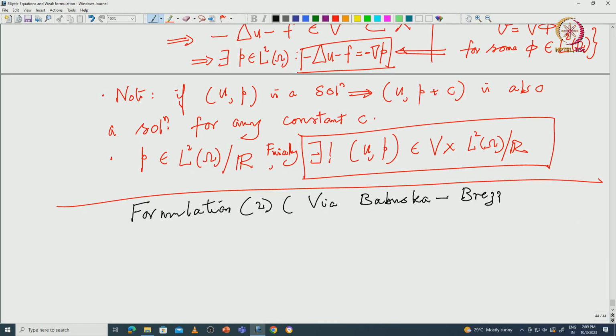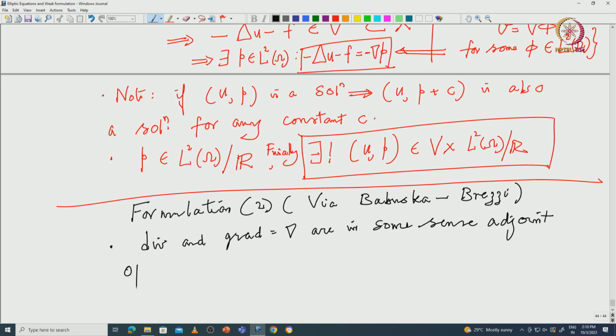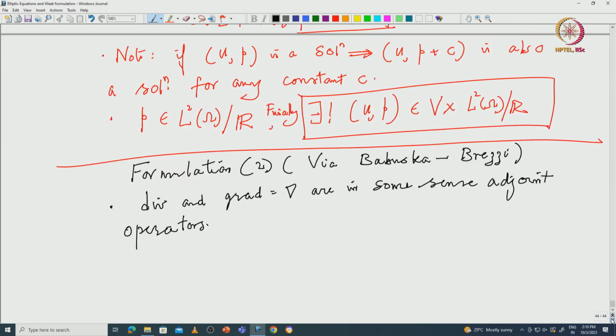But I want to tell you something more also. One fact which I will discuss a little more: div and grad, these two operators are in some sense adjoint operators. I am going to see this a little more, so we will go to the next page and then we discuss that.